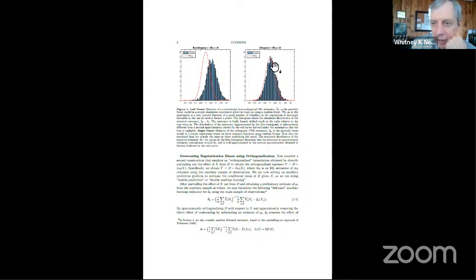This one is the one where you partial out. You take the machine learning Y residual, you regress it on the machine learning residual for D, the regressor of interest, and it works fine. All right, so that's what you do, and that's how it works, and it works fine.